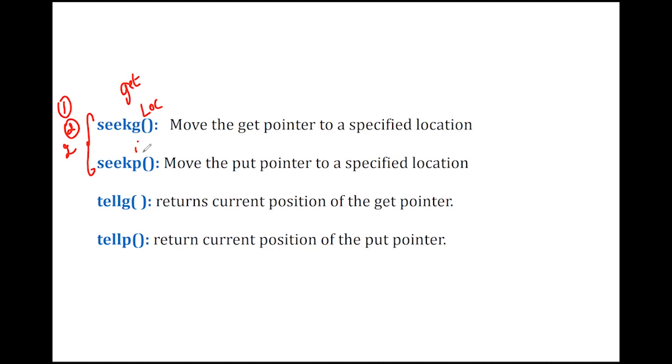Similarly, seekp is used to move the put pointer, and seekg is used to move the get pointer. Similarly, tellg will tell me the position of the get pointer, and tellp will tell me the position of the put pointer. So with tellg and tellp we are not moving the pointers, but only locating them, whereas seekg and seekp are used to move the pointers. I hope this is clear, students.